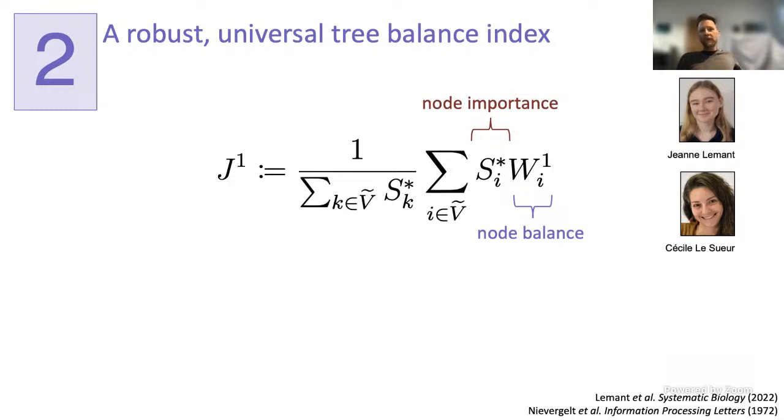And what we do is then simply take a weighted average. The bit at the beginning here is just a normalizing factor, so we end up getting something between 0 and 1. It's just a weighted average of these node balance scores across the tree.